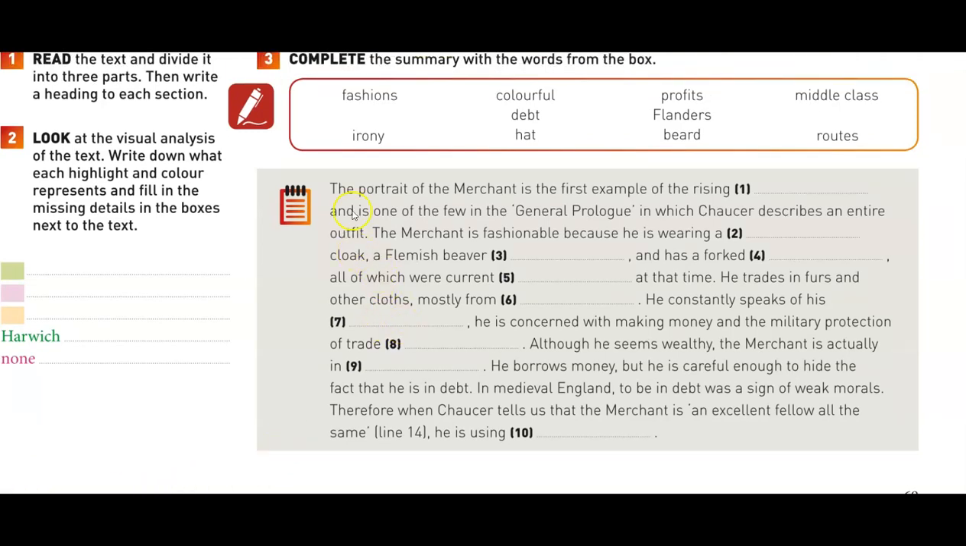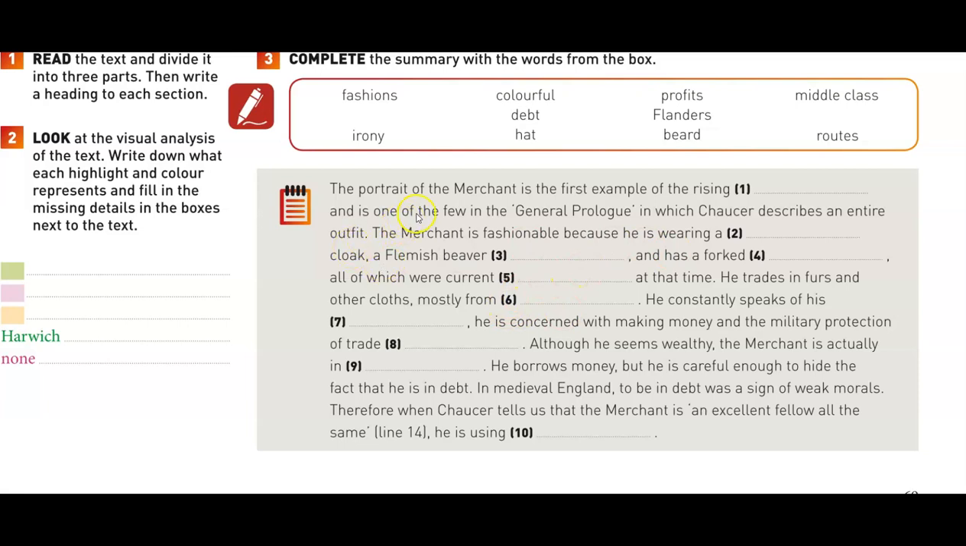Let's go on with exercise number 3. Fashions, mode, colorful, profits, middle class, la borghesia, debt, debito, Flanders, Fiandre. Flanders is a region, so go and look where it is. Irony, ironia, hat, cappello, beard, barba, roads, le vie, le strade, i percorsi.